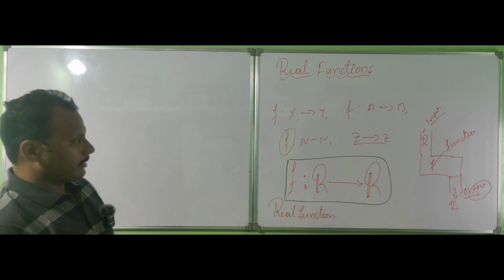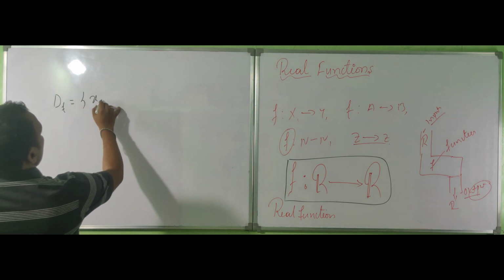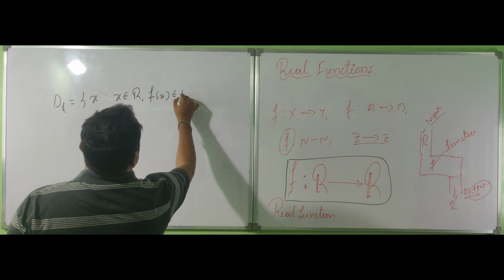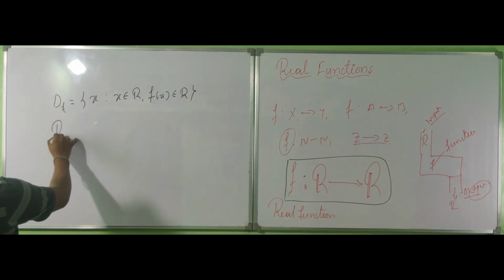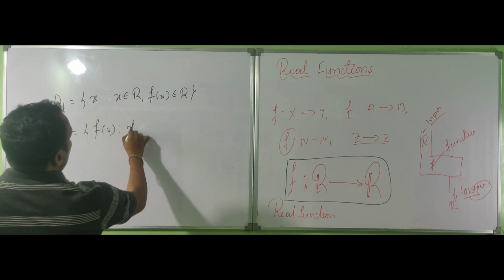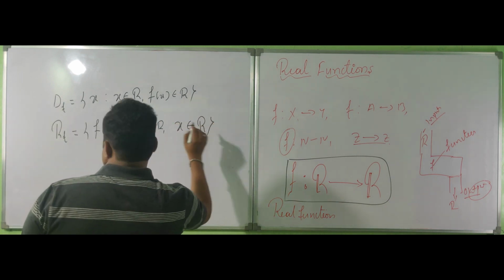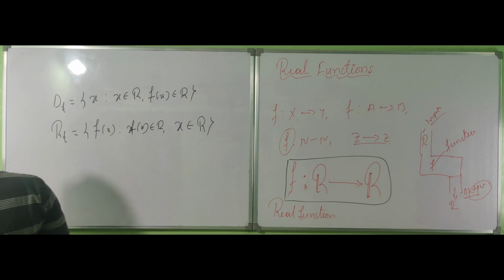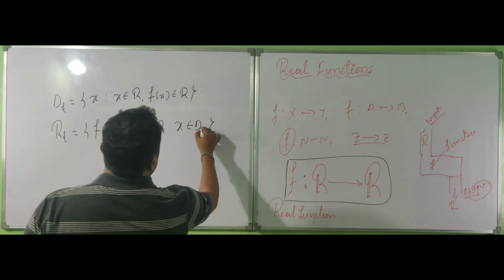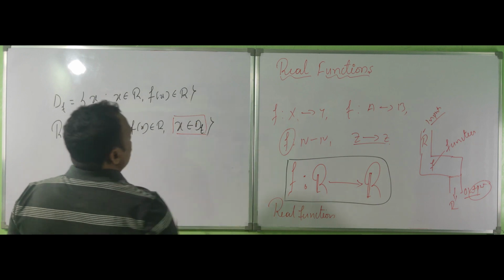Let's see the domain and codomain here. The domain of f is defined as the set of x such that x belongs to R, and f of x also belongs to R. And the range of f is the set of f of x such that f of x belongs to R and x belongs to R. Here x belongs to the domain of f.